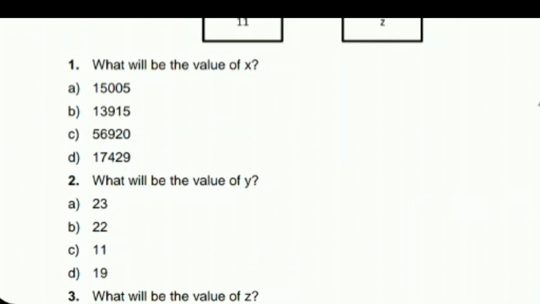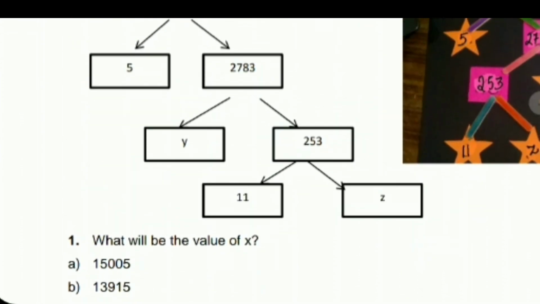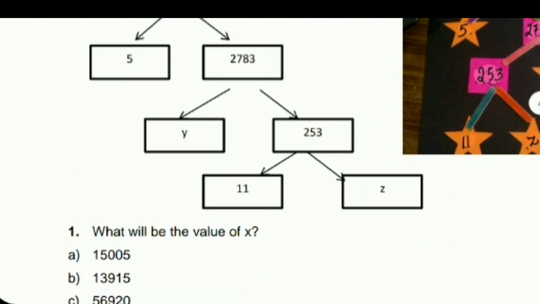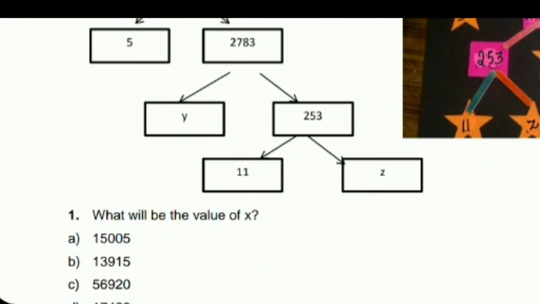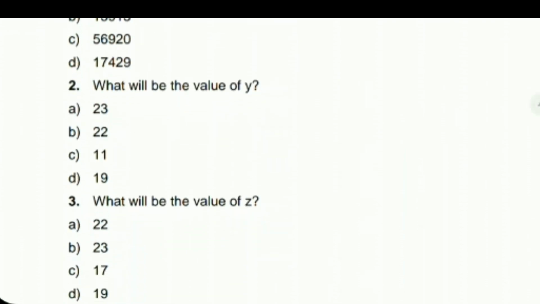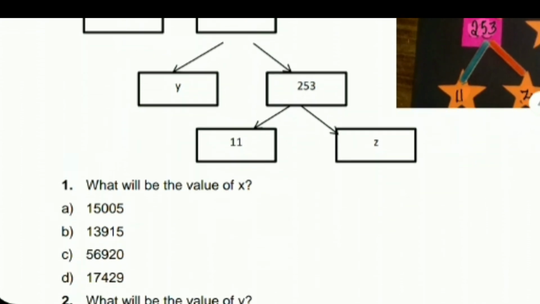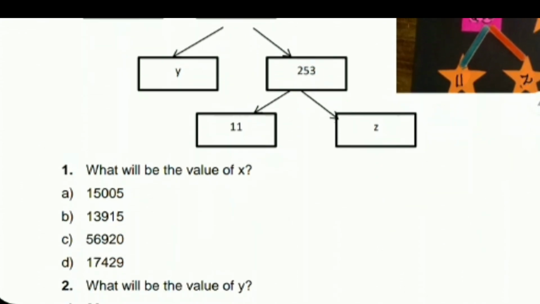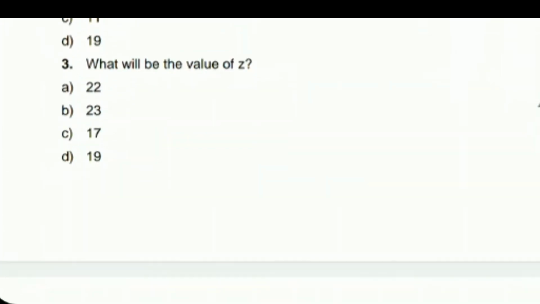What will be the value of y? In this case, after dividing 2783 by a number y, you got 253. So when you divide 2783 by 253, you will get the number y. Just divide it and you will get the answer as 11. Let's move on to the next question. What will be the value of z? Simply divide 253 by 11 and your answer will be 23.